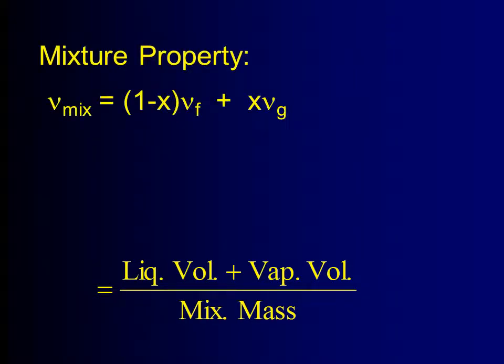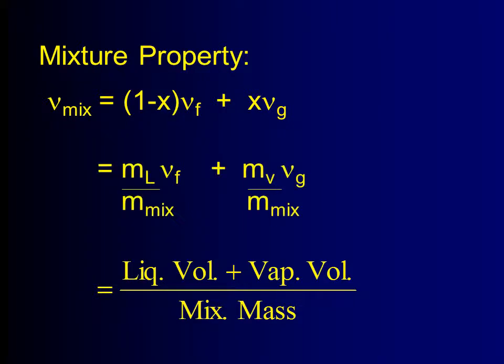So when we want to find a mixture property, we'll take that to be the volume of the mixture is the fraction of the liquid, 1 minus x, times the specific volume of the liquid, plus x, the fraction of vapor, times the specific volume of the vapor. And again, that's the mass fraction, as you see on the second equation here.